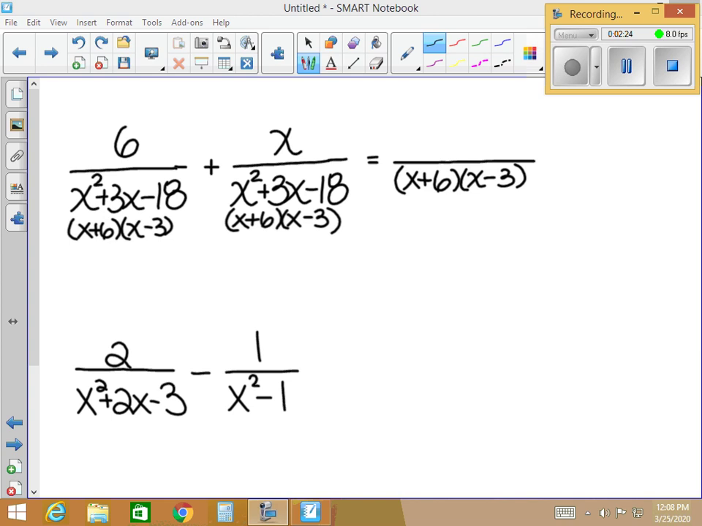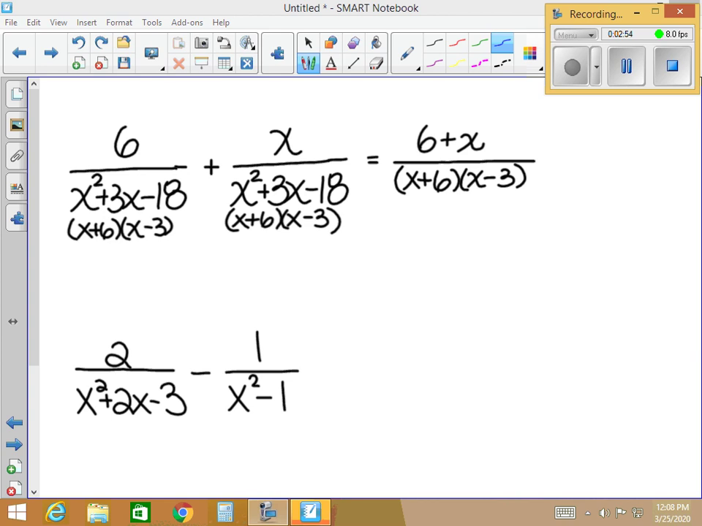Alright, this first one up top, if you notice, the denominators are already the same. So we can really go straight to the step where it says combine the tops, keep the bottom. Now, when I go to the reduce step, I'm going to have to factor the denominator if I hadn't already done that. So when we add the tops together, remember that 6 and x are not like terms, which means we can't combine them together into a single term, which means we just have to leave it as 6 plus x.